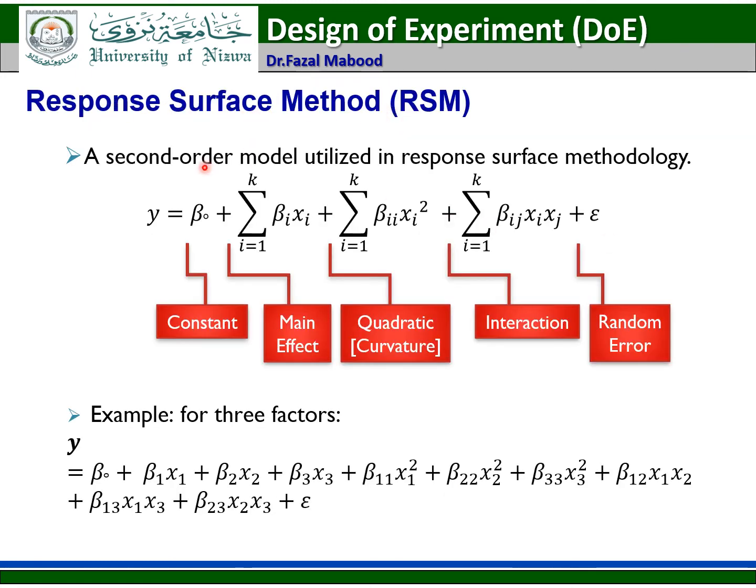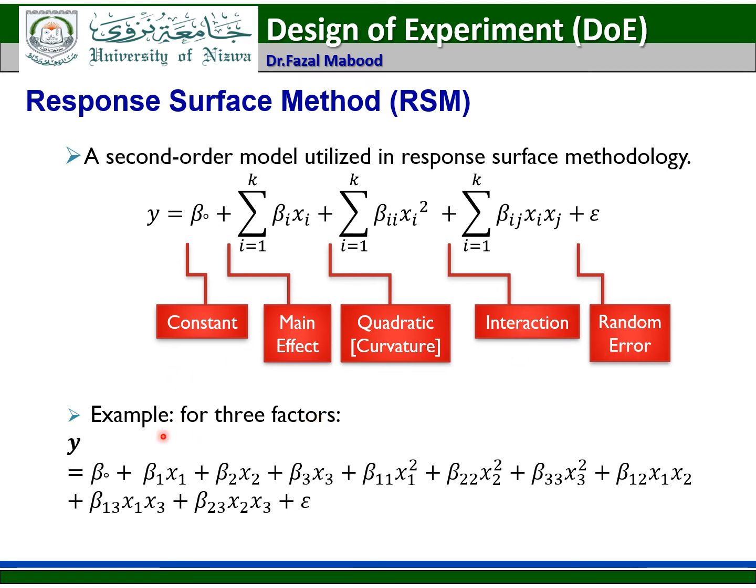Response surface methodology uses a second order model. Here you see the response, constant, main effect, and here you see the quadratic because you see the square term. So in response surface methodology, we are looking for the curvature. So the quadratic term is included, and after that, also the interaction and random error.